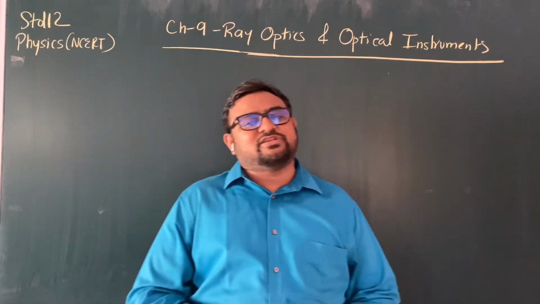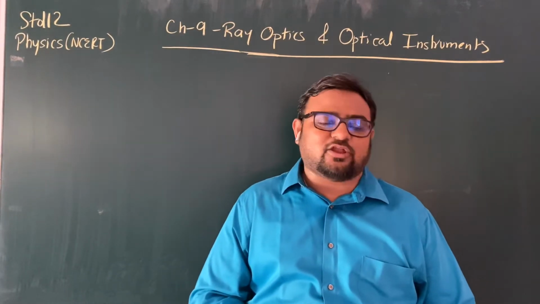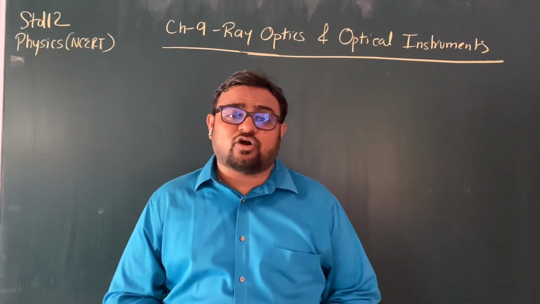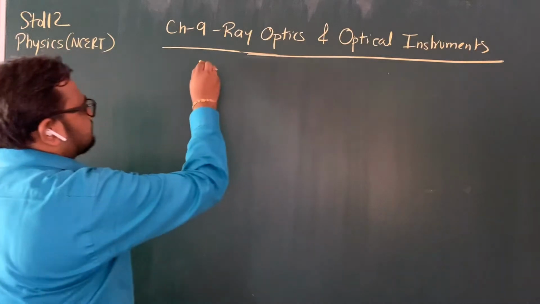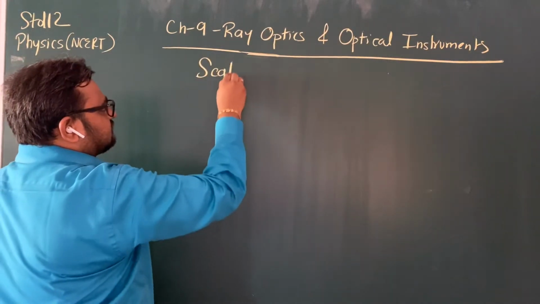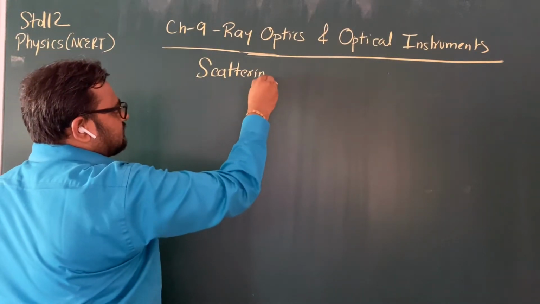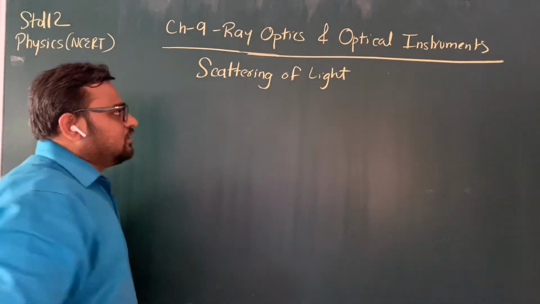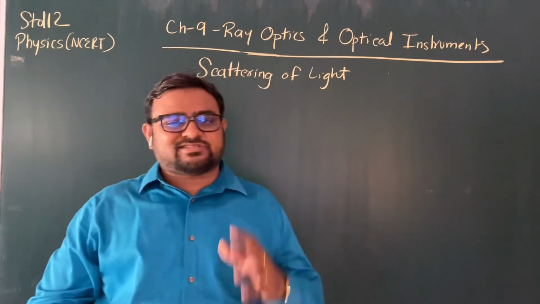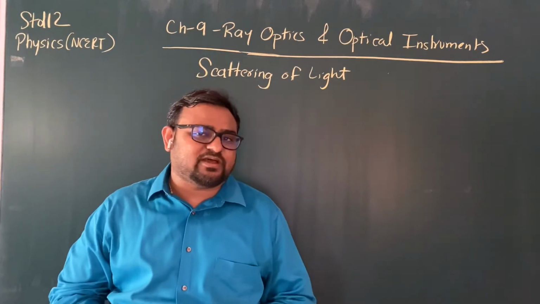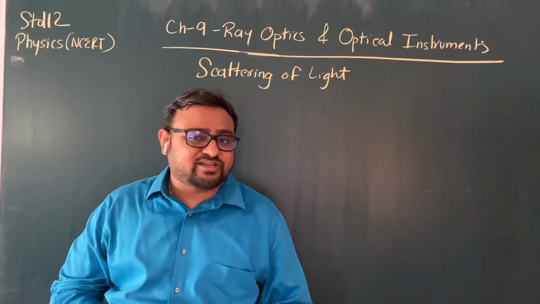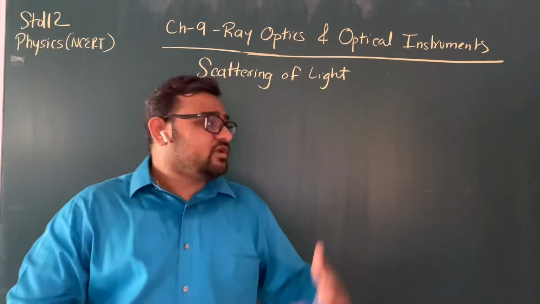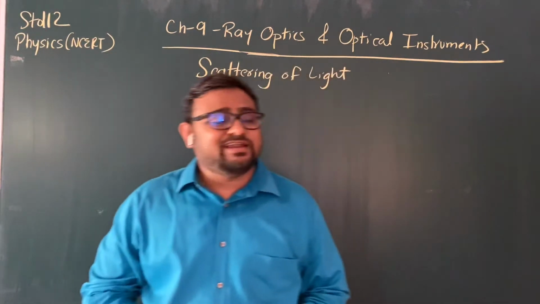Today we will continue with chapter number 9, that is ray optics and optical instruments. Today's topic is scattering of light. You have already studied the basics of this chapter in standard 10. You might have studied the topic atmospheric scattering, right? Now here we'll study this in detail.